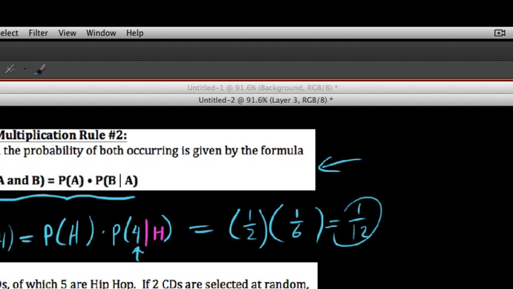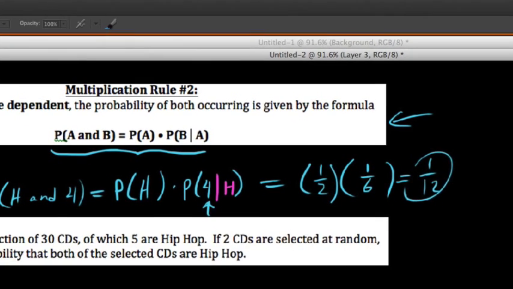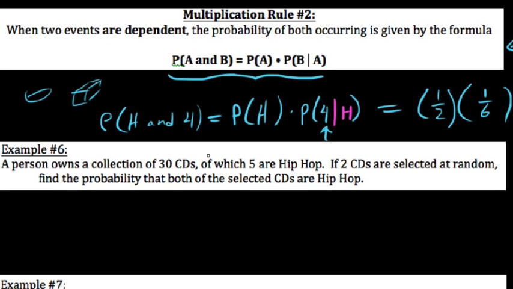So let's take a look at these next two common examples. We say, okay, so a person owns a collection of 30 CDs, of which 5 are hip-hop. It says if 2 CDs are selected at random, find the probability that both of the selected CDs are hip-hop. I want to be clear on this one. I could have made it clear when I wrote this, but I say 2 CDs are selected at random. Look at it this way. We're taking a CD out and not putting it back, and then taking another CD out. And so that's what makes these dependent events.